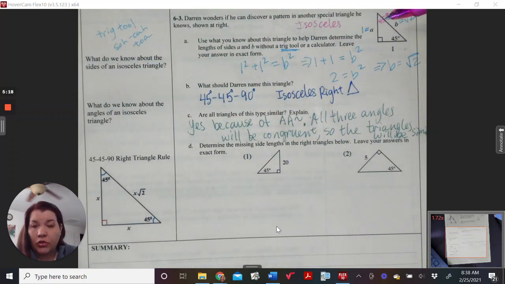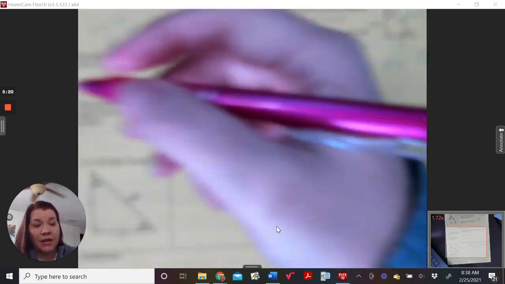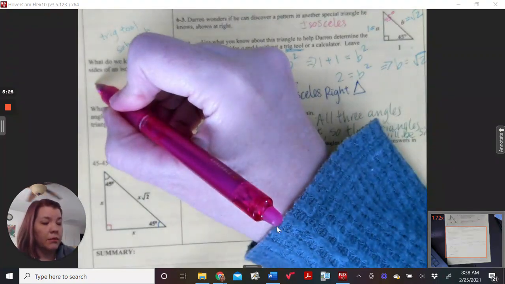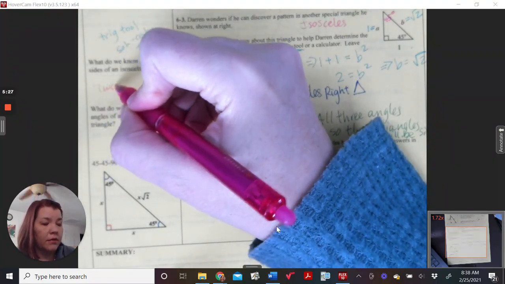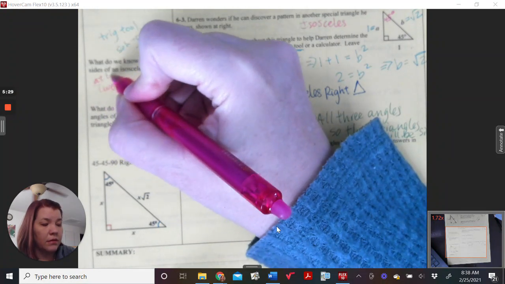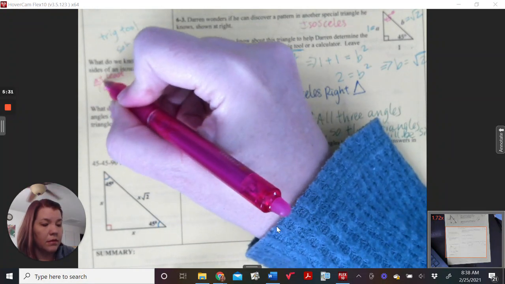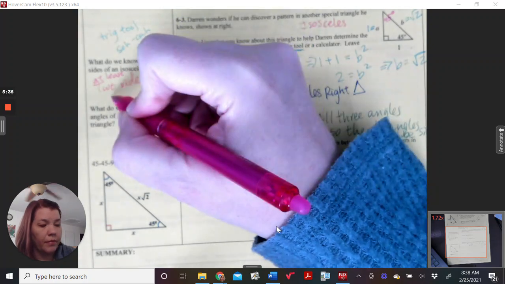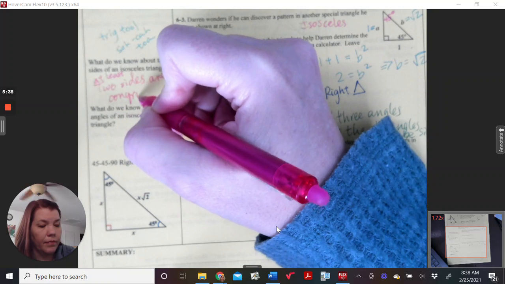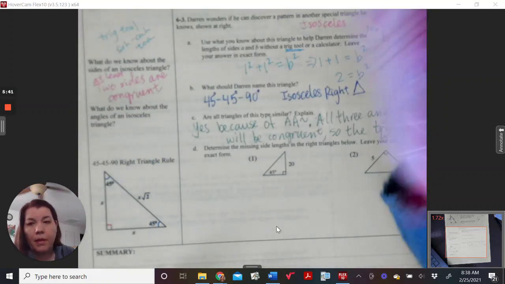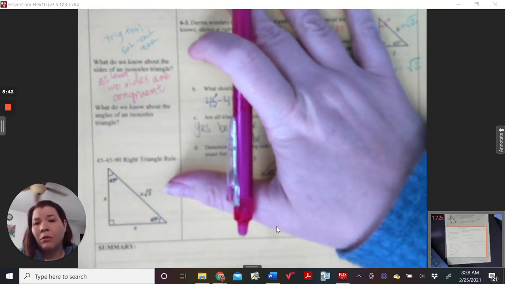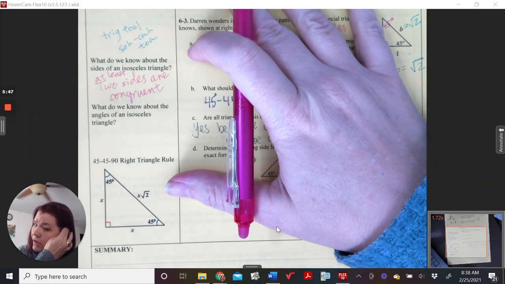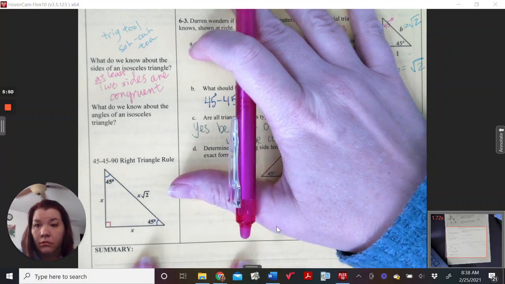What do we know about the sides of an isosceles triangle? Two sides, at least two sides, are congruent. Okay. Officially, an equilateral triangle falls in isosceles. We don't talk about it very often, but officially it has two congruent sides and therefore is here. But it's extra special, so we put it on its own.